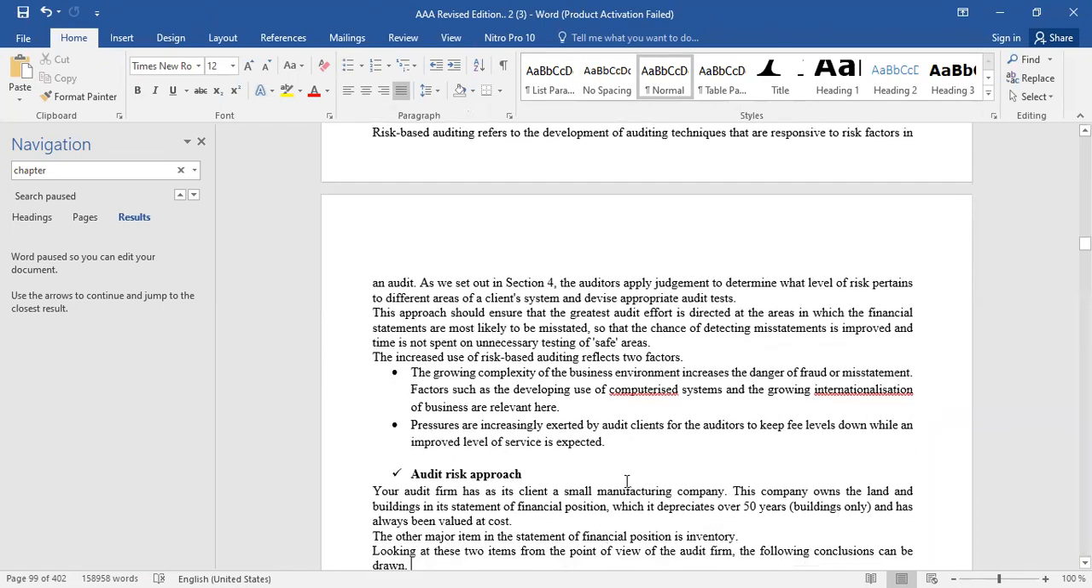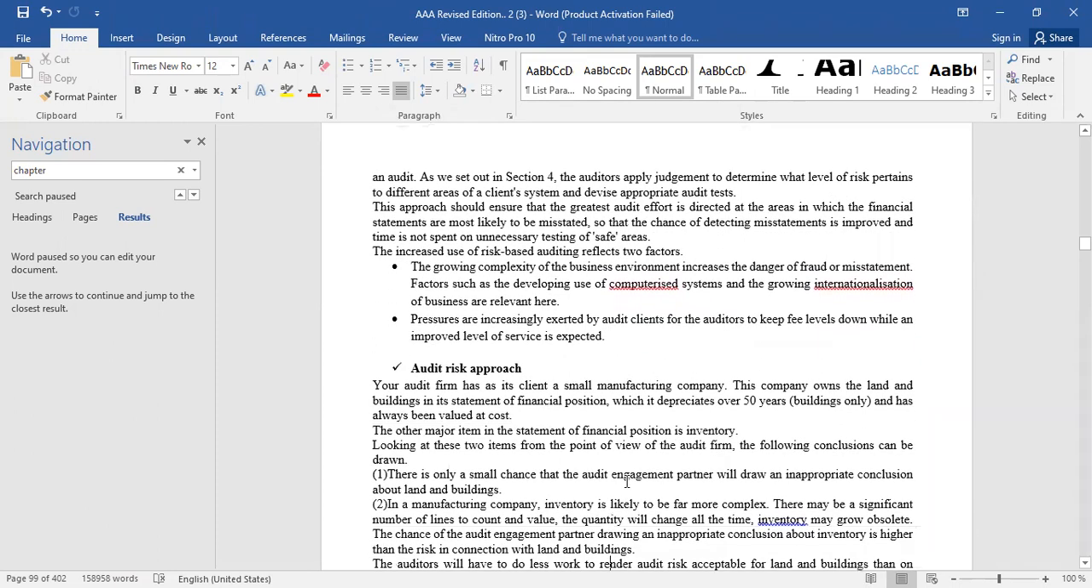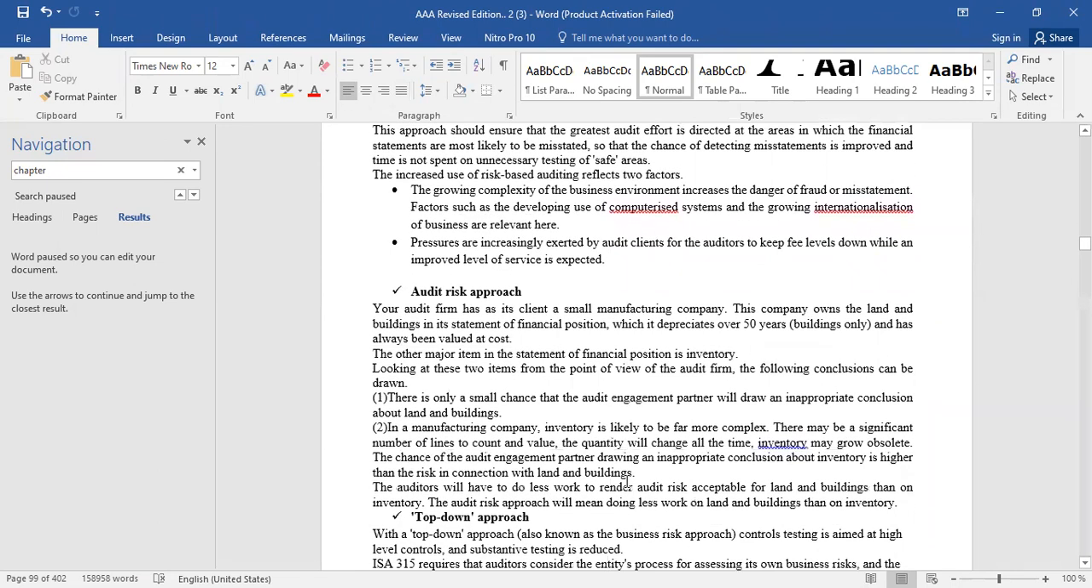Another reason why we do risk-based audit is to reduce audit risk, so that at least the chances of you giving a wrong report are low, because you focus on the most dangerous areas, the most risky areas.